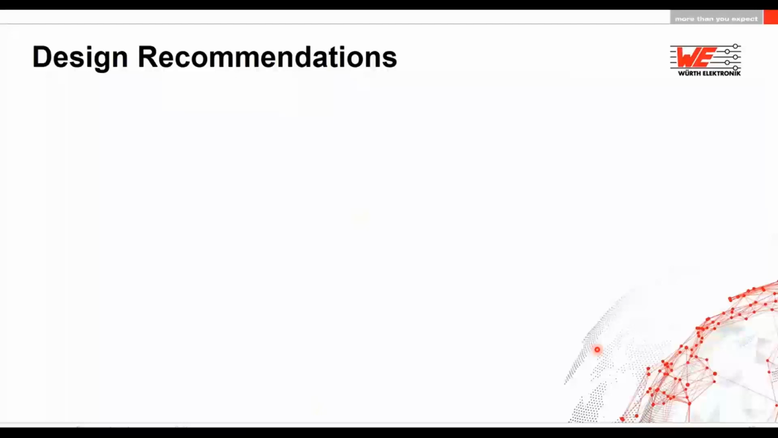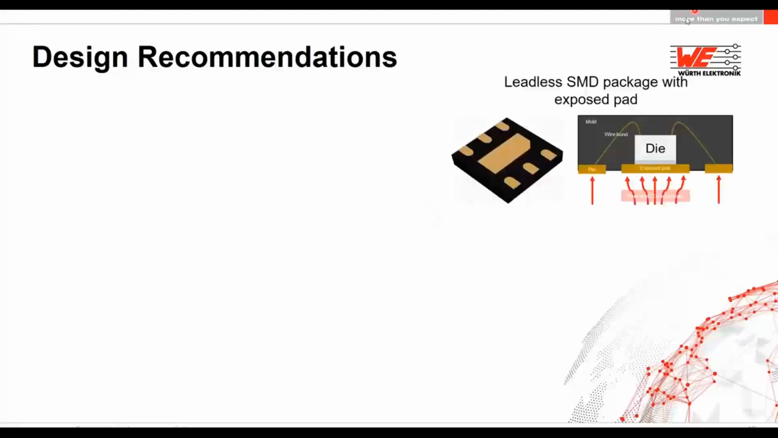The last part of today's webinar is the design recommendation for this sensor. As mentioned, the sensor has an exposed bottom pad. This bottom pad is a die attach pad, where the sensor die is placed. So the best thermal conduction path is realized from bottom to top, and you can have a very accurate junction temperature. And this is one of the benefits of the sensor.